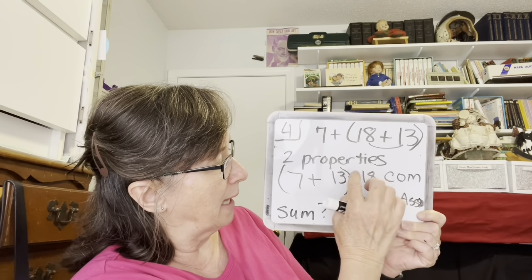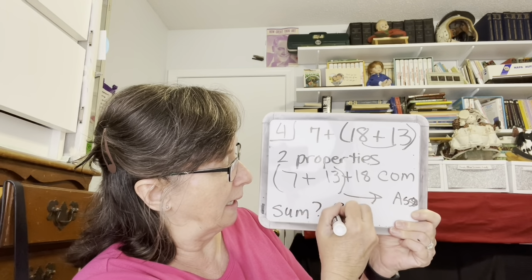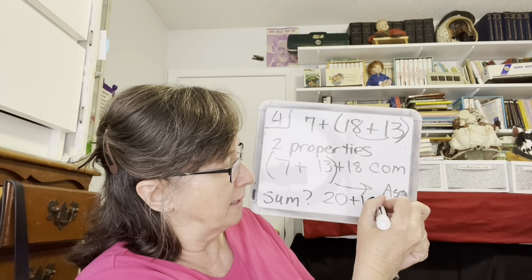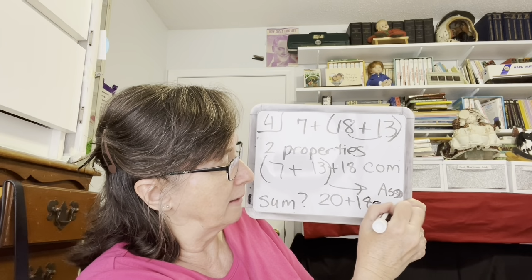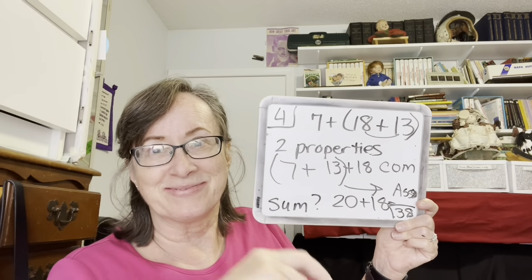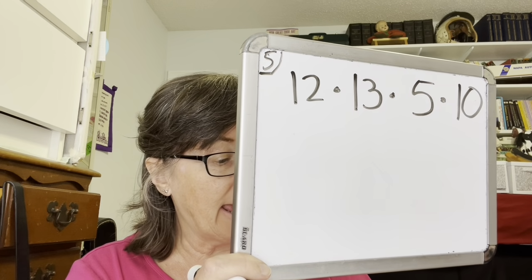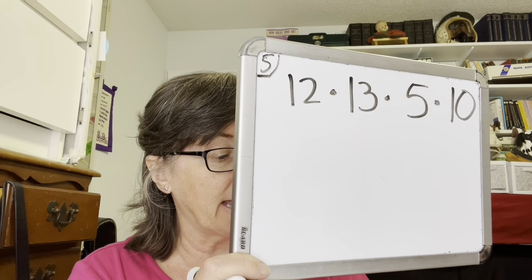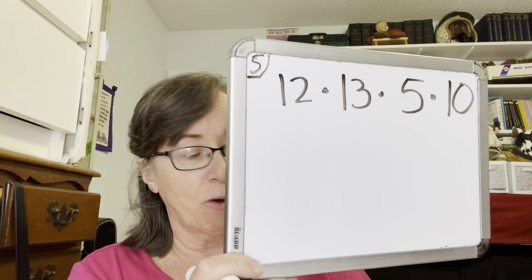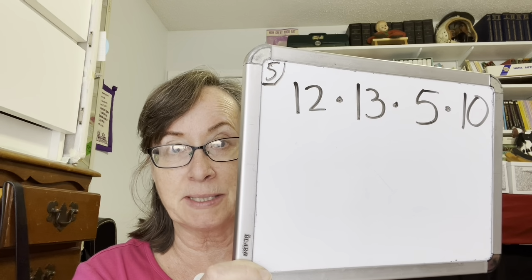And then 7 plus 13 is 20. 20 plus 18 is 38. So the sum is 38. Okay, so number 5 says, use the associative and commutative properties of multiplication to find the product of these numbers mentally. Okay, so we have 12 times 13 times 5 times 10.